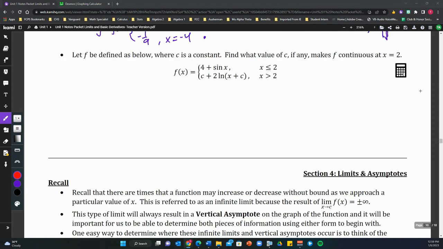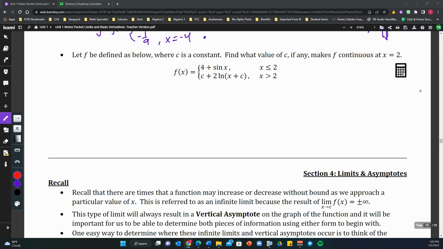And for our last one, it says let f be defined as below, where c is a constant. We want to find what value of c, if any, makes f continuous at x equals 2. So this is a different variation of the first one on this page. This time around, we know the transition value, but there's some unknown constant within the second function, the right half of this graph, that we need to find the particular value of that will make the two pieces match up. As that value of c changes, the position and the overall shape of that second piece will change. So we want to know what value of c will make them have a continuous transition at x equals 2.